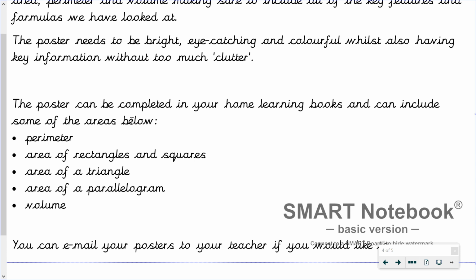So you can look at perimeter, the area of rectangles and squares, the area of a triangle, the area of a parallelogram, volume, all the lessons we've done. And you can go back and look at the mathematics we've done, or go back and re-watch videos from last week and this week if you don't remember what any of those are.